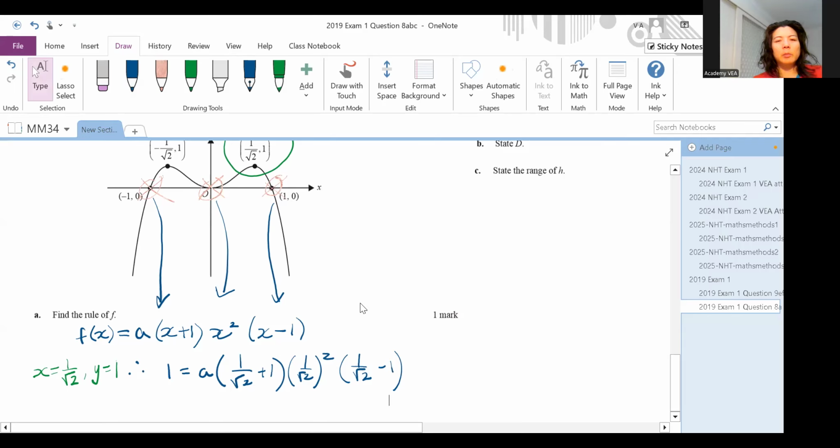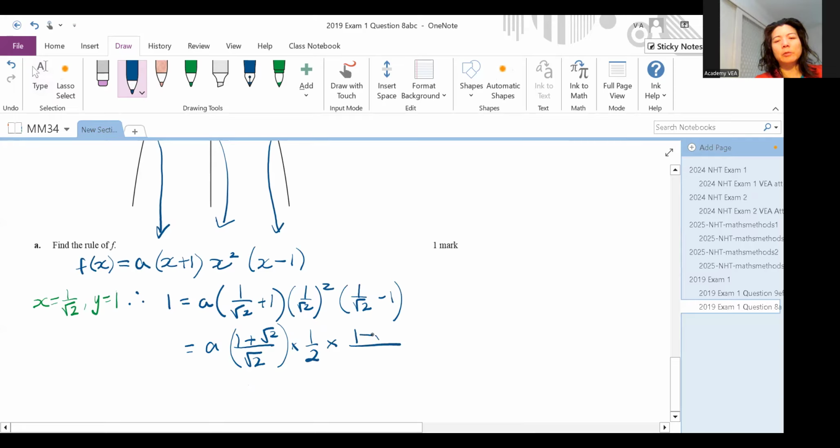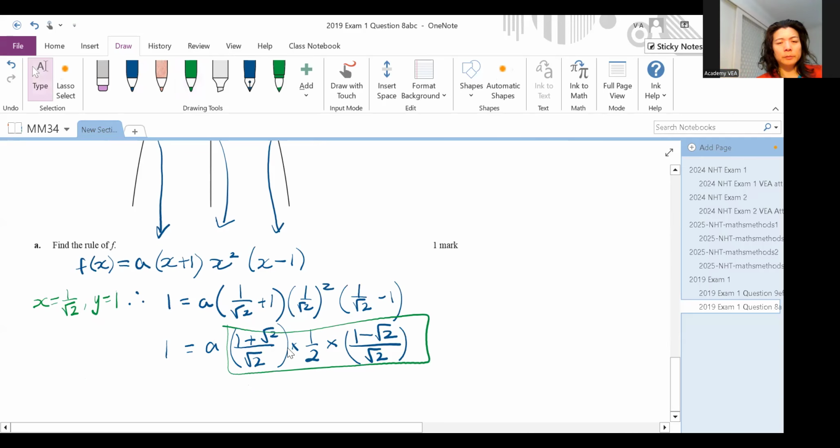And then if you do a tiny bit of expansion and simplification, this will become something over root 2. So it'll be 1 plus root 2 over root 2. 1 on root 2 squared is just a half. And the last one is 1 take away root 2 over root 2. And then to get a, you need to multiply by the reciprocal, or the upside down version, of all this.